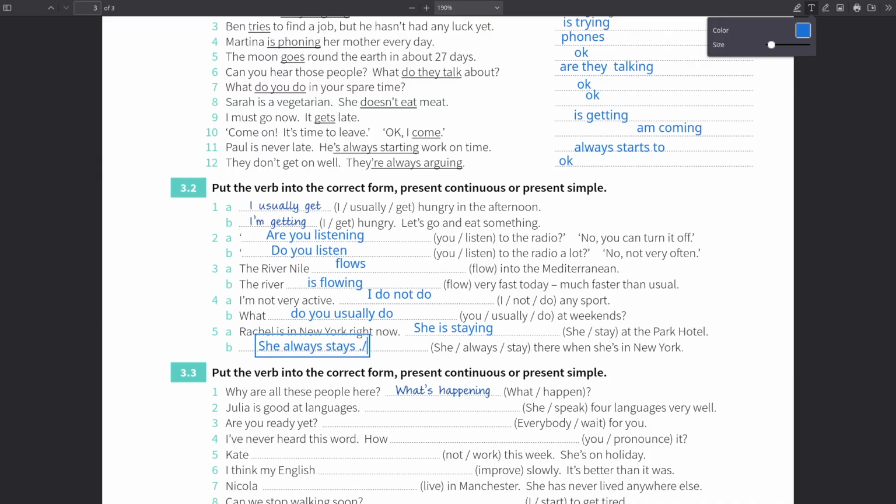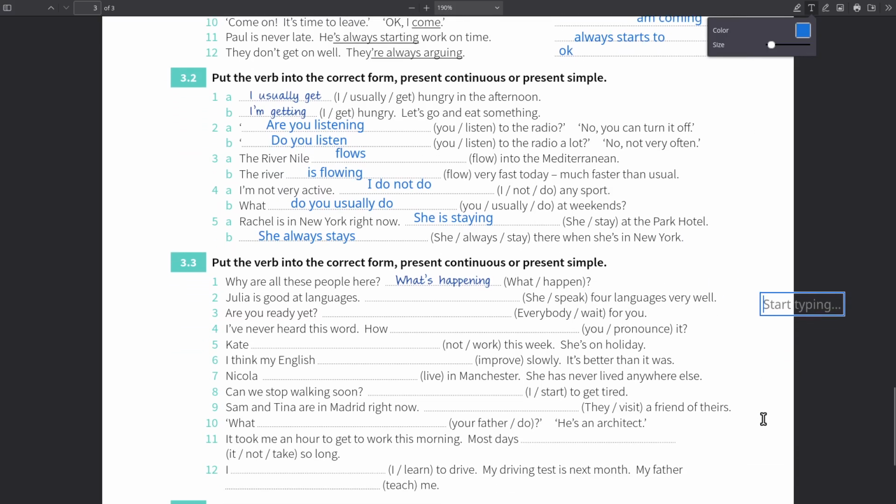Okay, I was wondering to write she is always staying, right? But we don't have enough context for that. We don't have enough context for that because nowhere in our sentence does it say she's staying more often than normal, right? Or whatever this kind of stuff. So I'm gonna write she always stays. Okay.